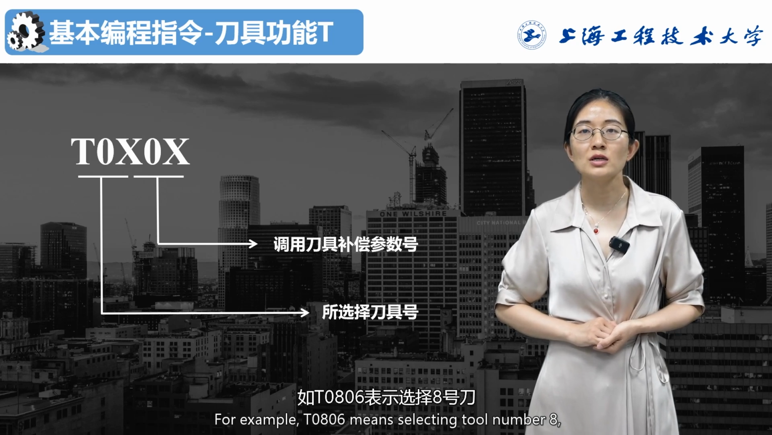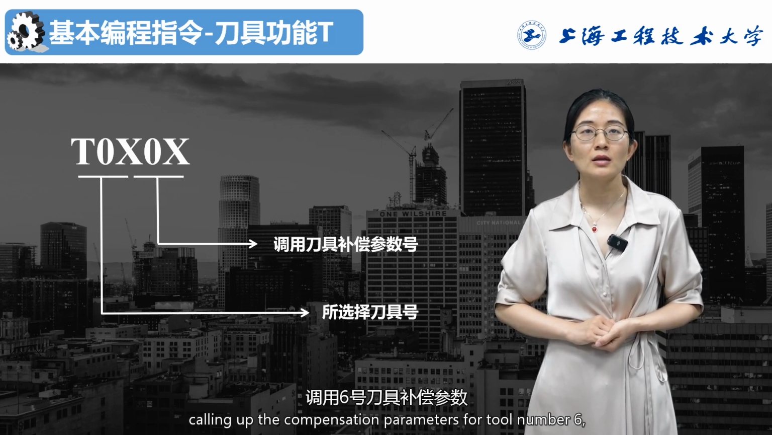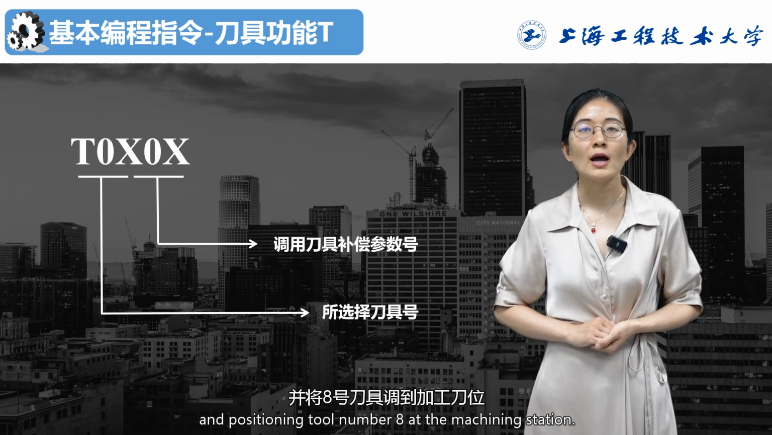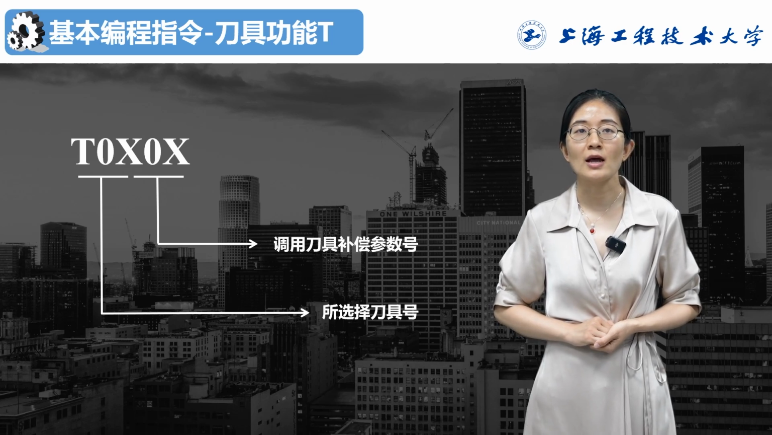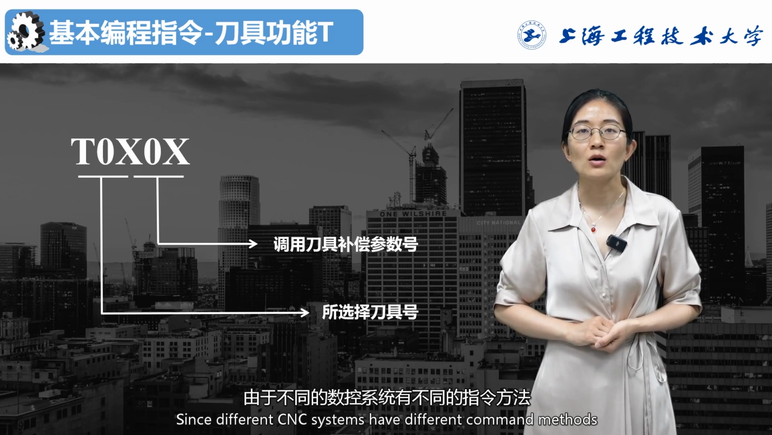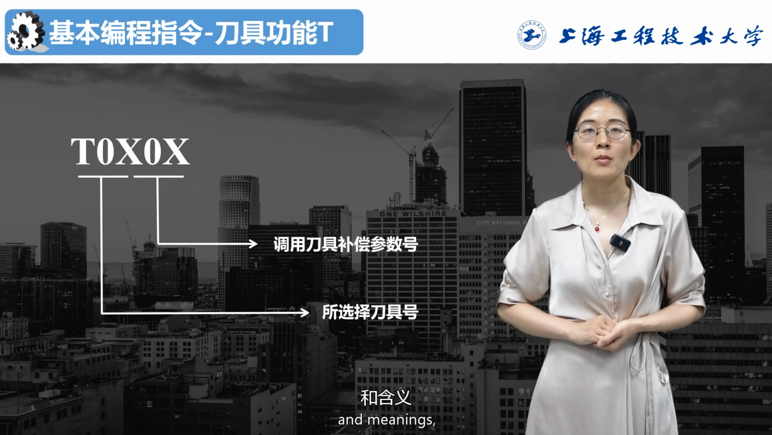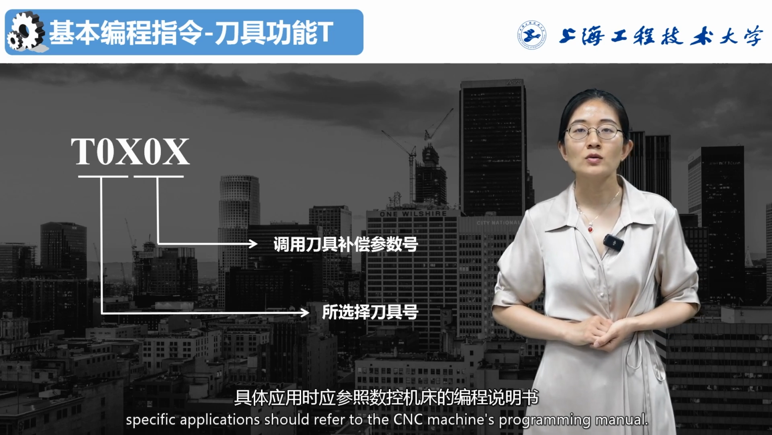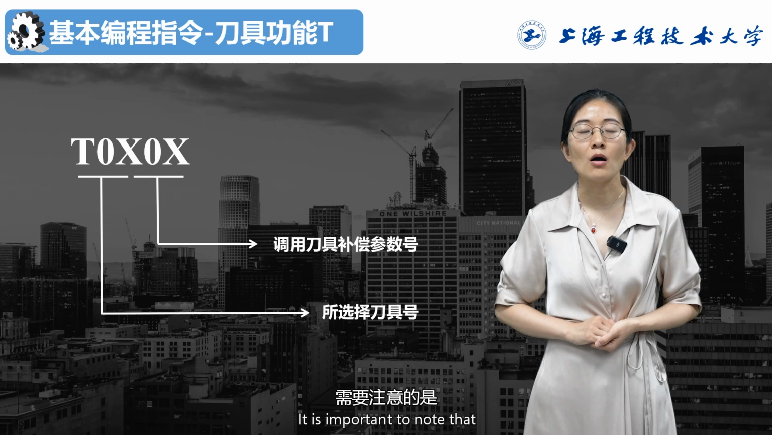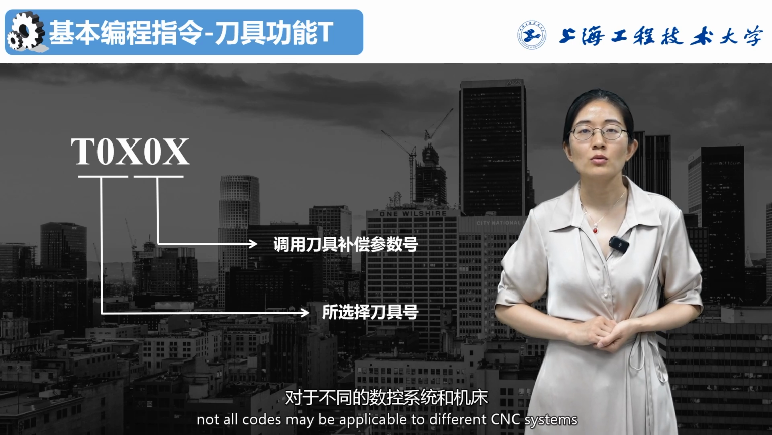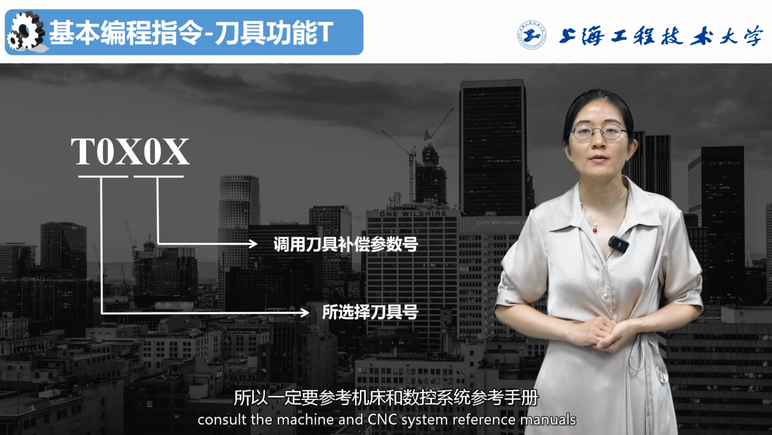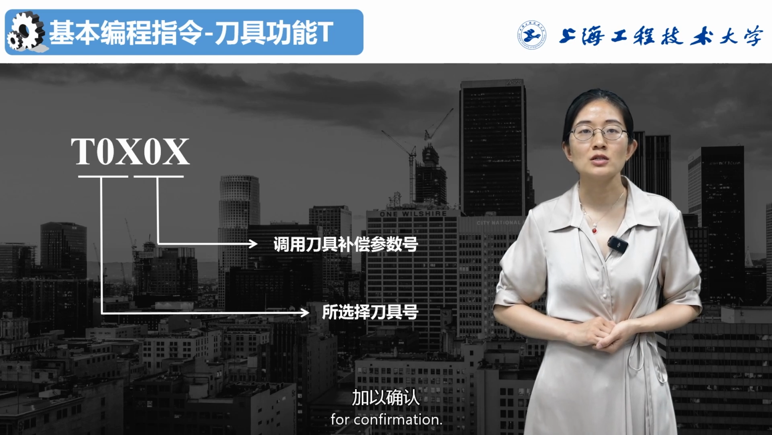T0806 means selecting tool number 8, calling up the compensation parameters for tool number 6, and positioning tool number 8 at the machining station. Since different CNC systems have different command methods and meanings, specific applications should refer to the CNC machine's programming manual. It is important to note that not all codes may be applicable to different CNC systems and machines, so it is essential to consult the machine and CNC system reference manuals for confirmation.